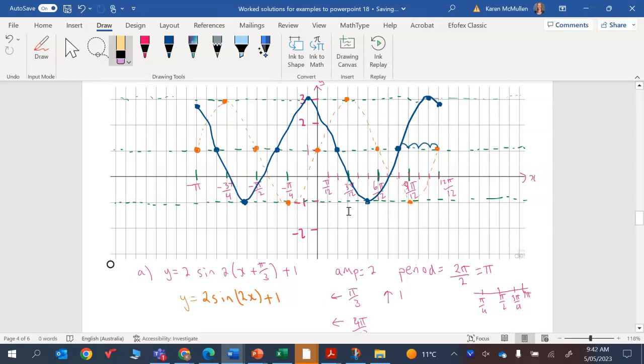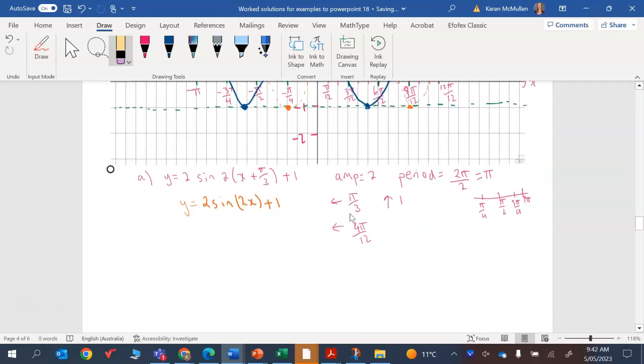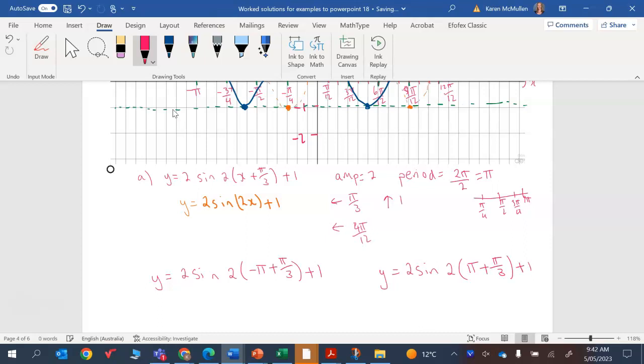To work out those endpoints, we just substitute in negative pi and pi into our equation. So y equals 2 sine(2 times negative pi plus pi on 3) plus 1. So you can work that out. Just for now, do it on your calculators because we're going to solve equations after we've done the graphing. So we'll come back to the graphing after we've done solving equations.